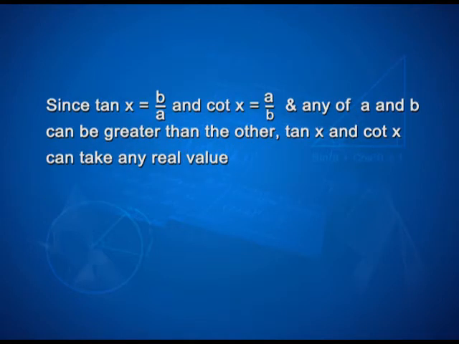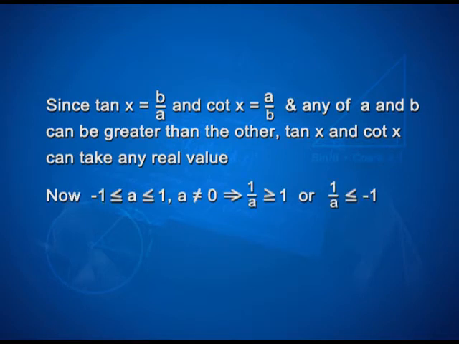Since tan x is equal to b upon a and cot x is equal to a upon b, and any of a and b can be greater than the other, tan x and cot x can take any real value. Now, minus 1 is less than or equal to a, less than or equal to 1, where a is not equal to 0, implies 1 upon a is greater than or equal to 1, or 1 upon a is less than or equal to minus 1.